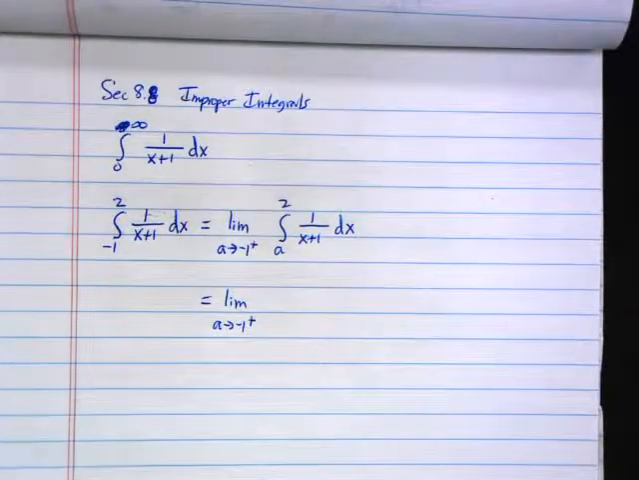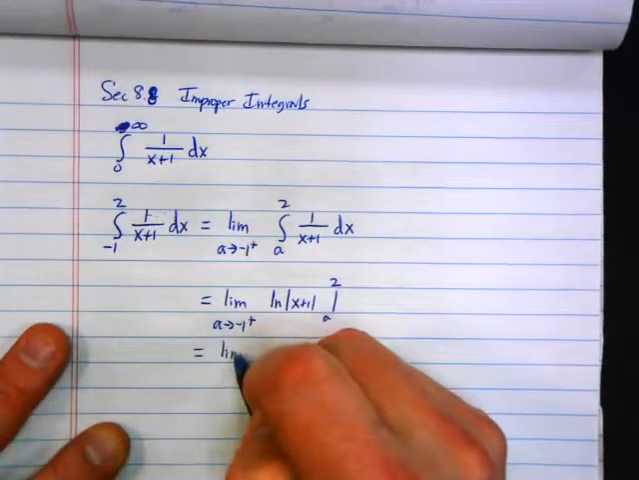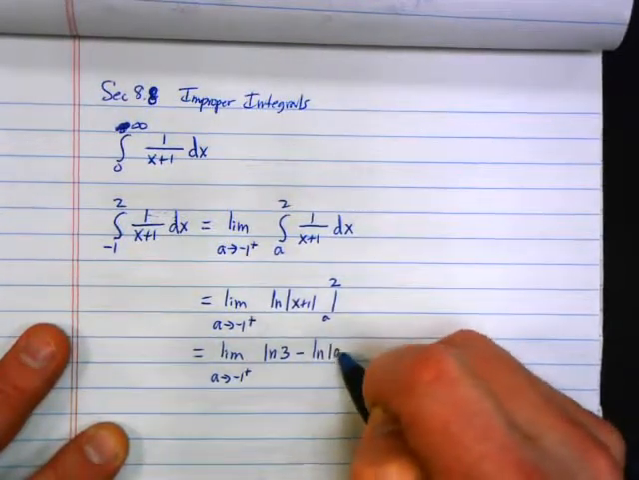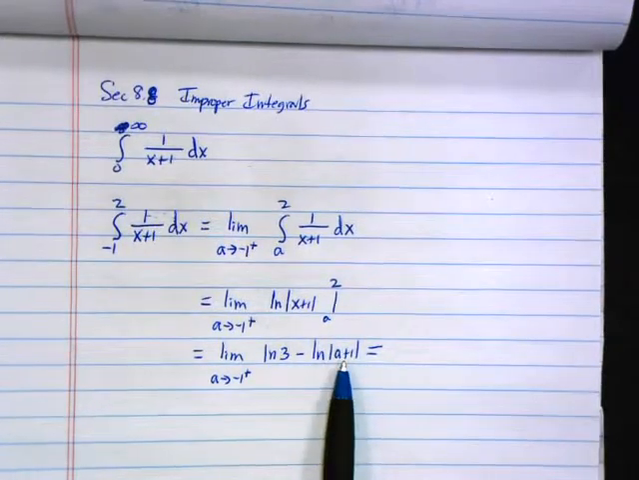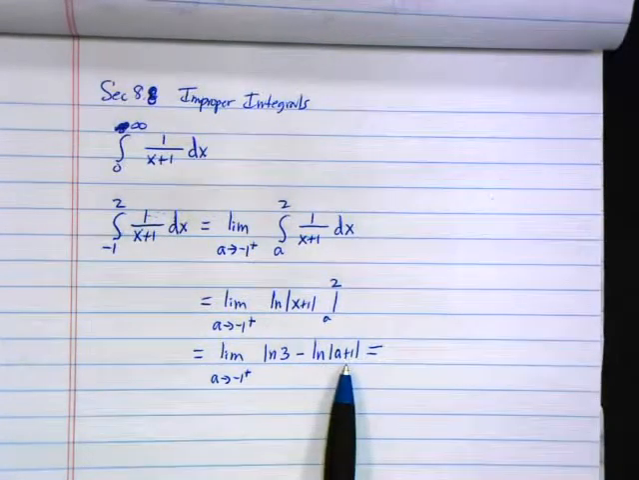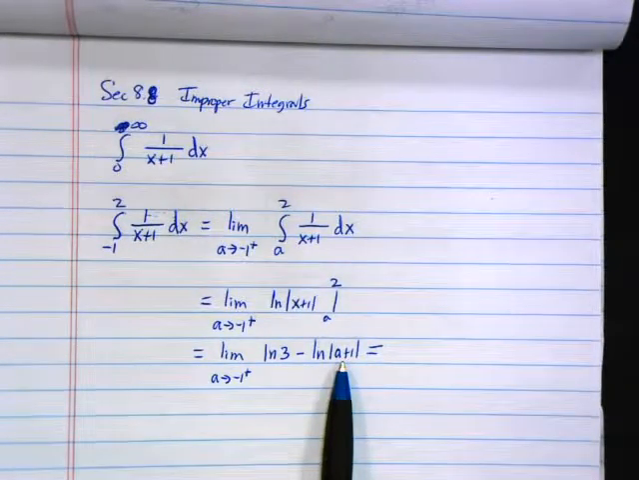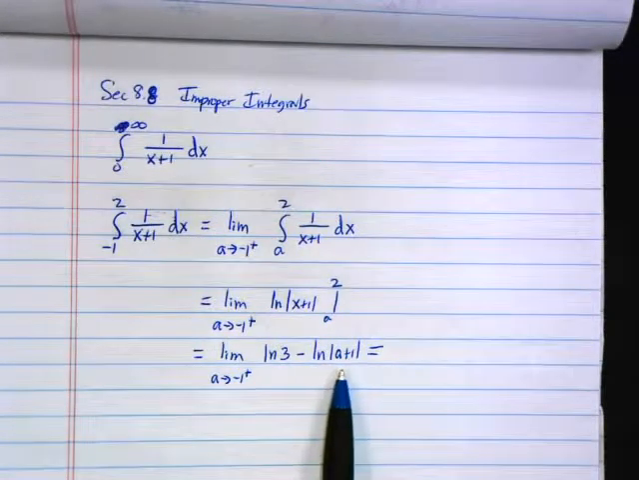What's the antiderivative of 1 over x plus 1? Natural log, absolute value of x plus 1, evaluated at a and 2. So this is the limit as a goes to negative 1 from the right of ln 3 minus ln of a plus 1. What happens when a gets close to negative 1? This gets close to ln of 0, and ln of 0 is undefined, but what's ln doing when you're getting close to 0? It is increasing, that's true, because ln is always increasing. But more importantly, what are the y values getting close to? Negative infinity.